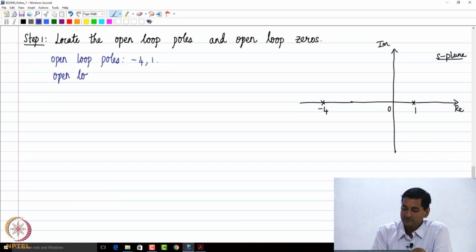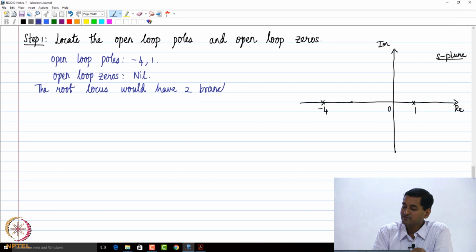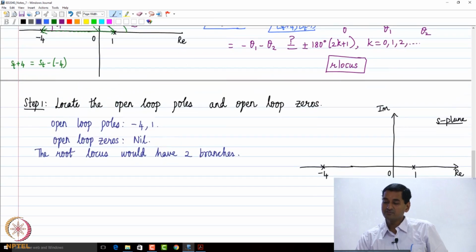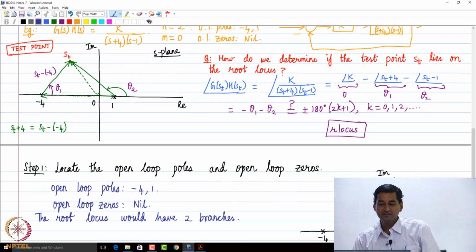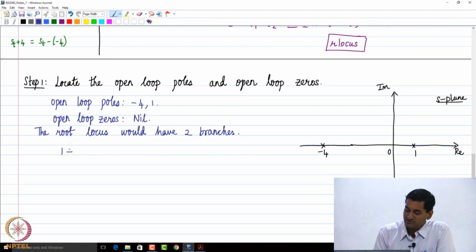Now there will be two branches in the root locus, because n is 2 here. That's pretty obvious, because we can see immediately from the open loop transfer function that the order of the closed loop system is also going to be 2. The closed loop characteristic equation is going to be 1 plus k divided by (s plus 4) times (s minus 1) equals 0.